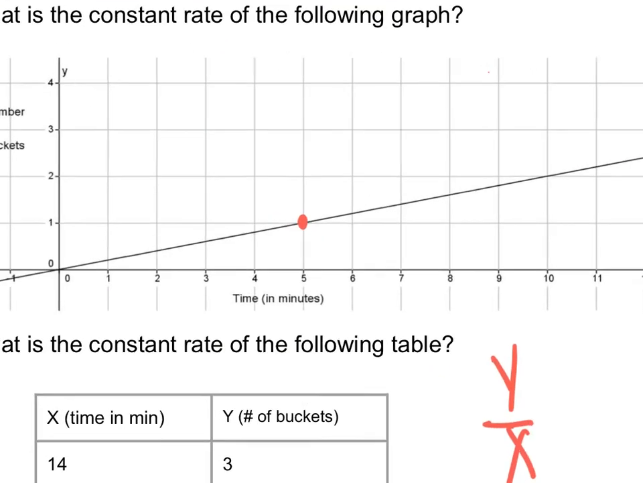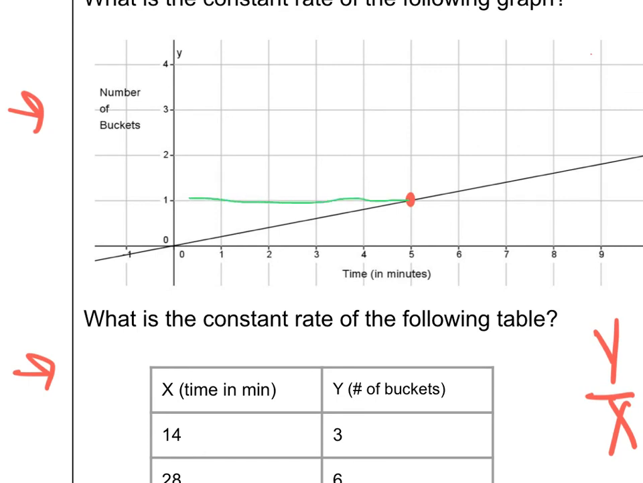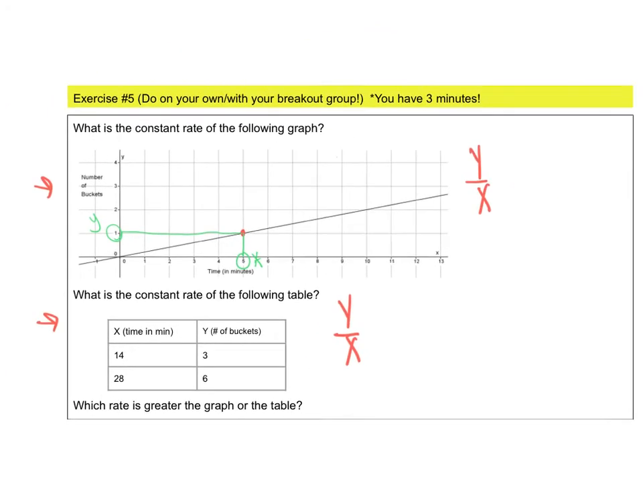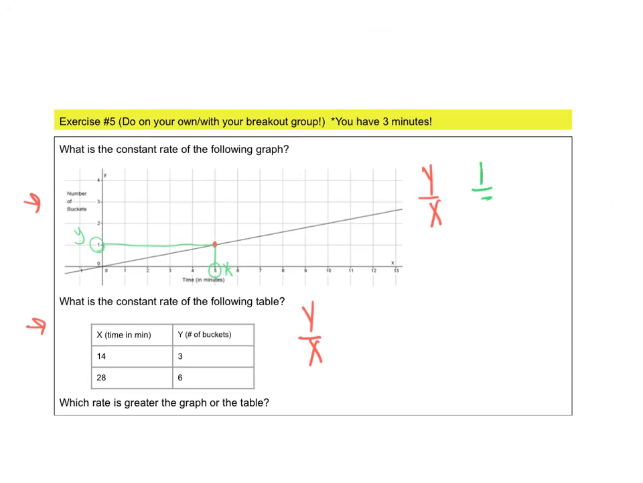All right, for this graph, I can see that my y is at 1 and my x is at 5. So it's going to be 1/5. If I turn this into a decimal, just because it's easier to compare that way, 1 divided by 5 is 0.2.